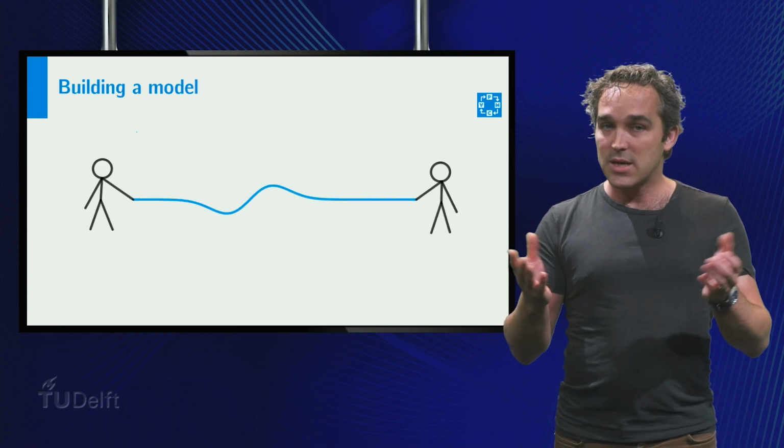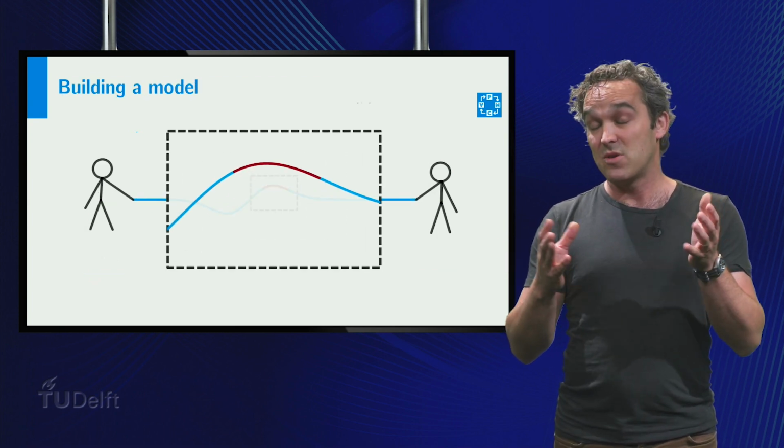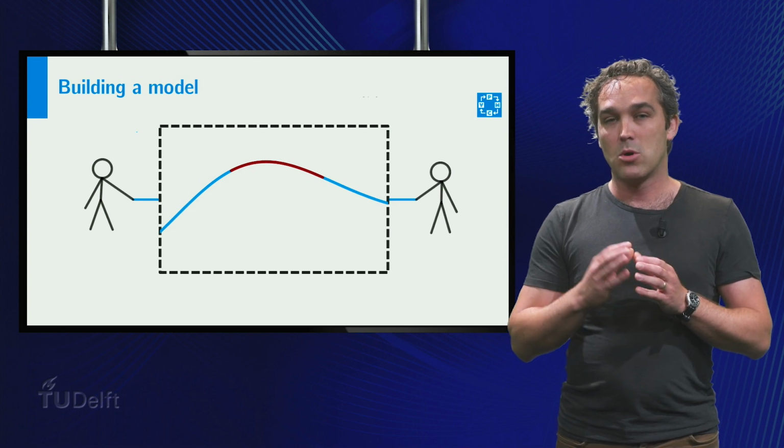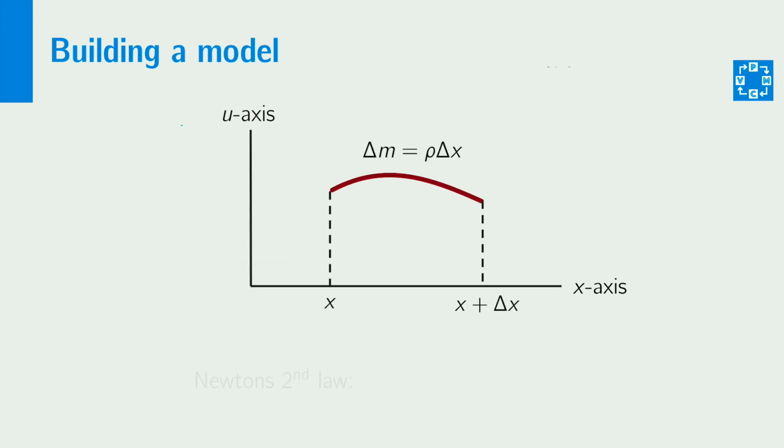Well, to this end, they decide to zoom in and take a closer look at some small segment of the rope, that is. The rope traces out a curve which can be described using horizontal and vertical coordinates x and u. The segment has a length of delta x and a mass of delta m, which is proportional to its length. Now, what forces are causing the rope to move?